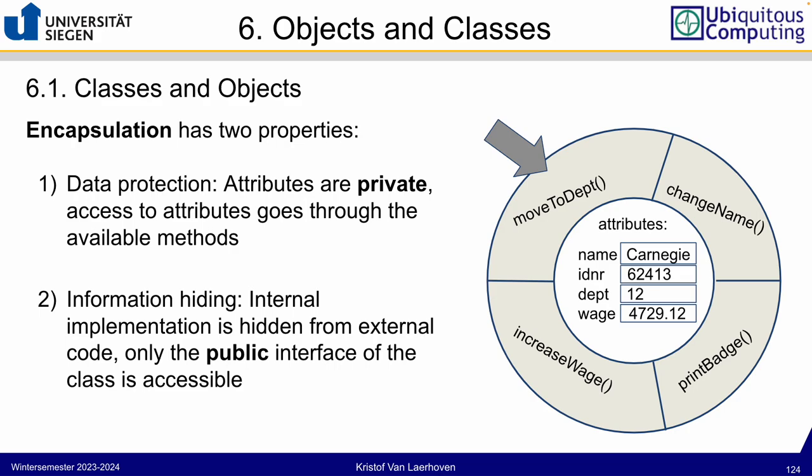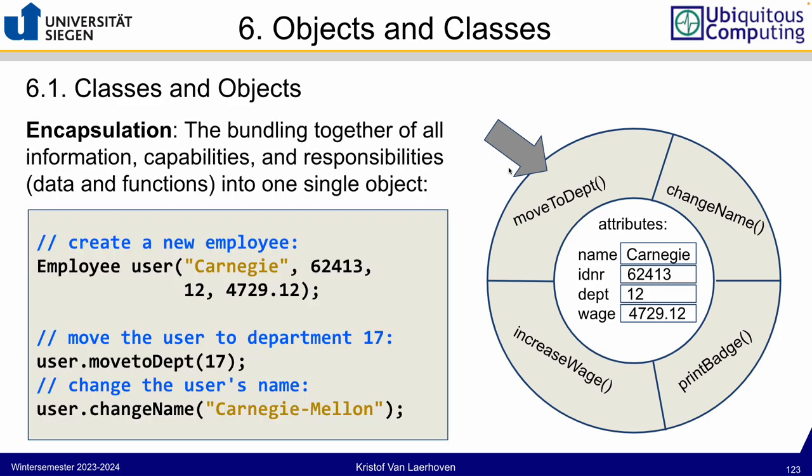And there's two advantages here. So the one thing is data protection, for instance, that we allow people not to change the ID anymore once this person has been created. And once this person is created, in the example here, we gave the ID ourselves, but you can, of course, create this automatically so that this identification number is something that is unique.